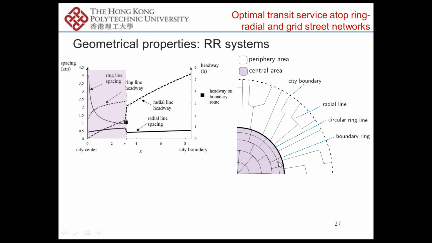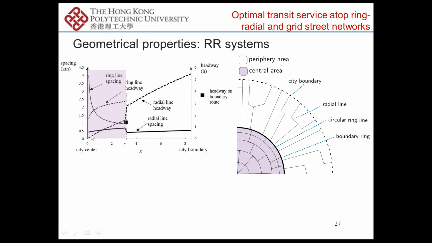However, the outermost ring is different. Remember that we designed the outermost ring headway as an independent variable, and the outermost ring headway is here, which is actually much lower than that of the nearest ring line. This is because most of the trips originating and destined in the periphery will use the outermost ring. The outermost ring actually carries a much higher demand than other ring lines. So we need to make this outermost ring more frequent with a lower headway.